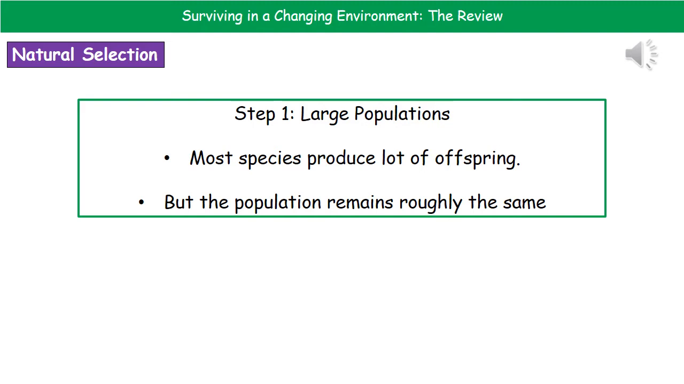The first step is all to do with large populations. So most species produce a lot of offspring. Now, what we notice when we look at the numbers of these populations is that the population remains roughly the same despite the fact they produce a lot of offspring. So the next question we're led to is, why does that happen?